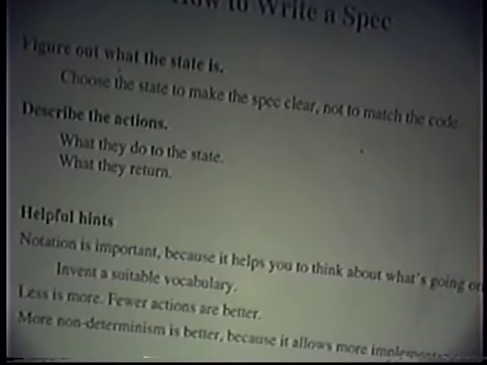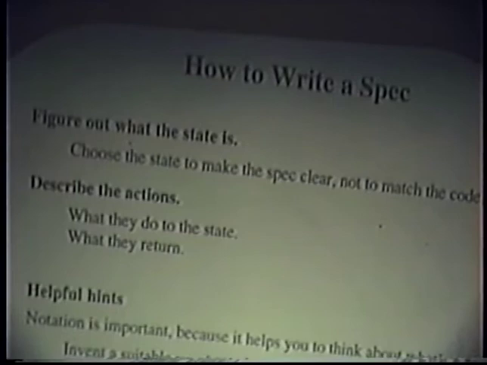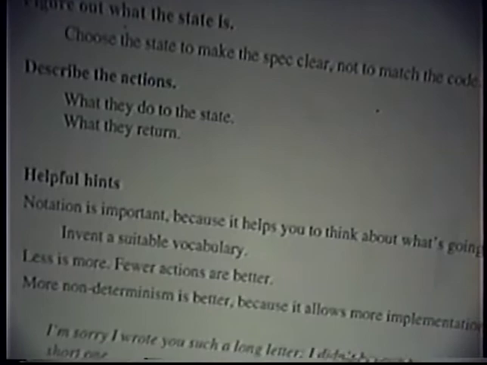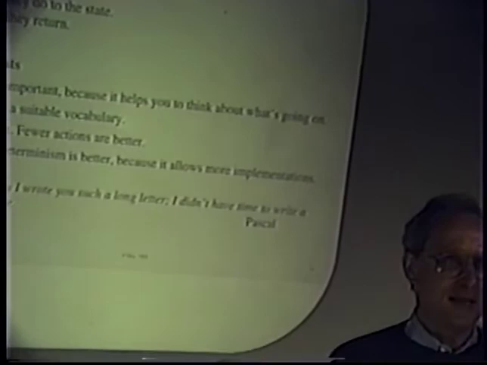First step is figure out what the state is. And this, surprisingly, turns out to be the hardest part. Because usually when you sit down to figure out what the state is in a spec, you have some implementation in mind. And you scratch your head and try to find a mathematical looking description of the implementation state you have in mind. It's usually the wrong thing to do because you want the spec to be distinct from the implementation. And the challenge is to find a state description that makes the spec as clear and as simple as possible. And we will see an example of that in just a couple of slides. Then the next thing you do is describe the actions. You have to say what each action does to the state and what value it returns.